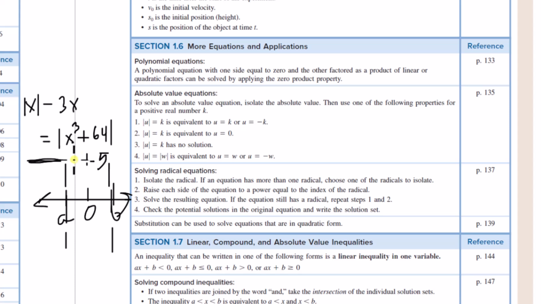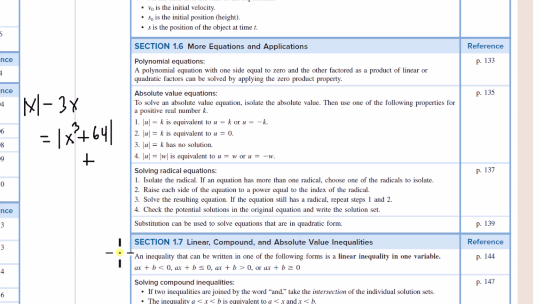And we do this for each separate region as well as the boundary points. Make sure we account for every point, and that's it. That's how you solve any kind of absolute value equation of any kind of complexity.